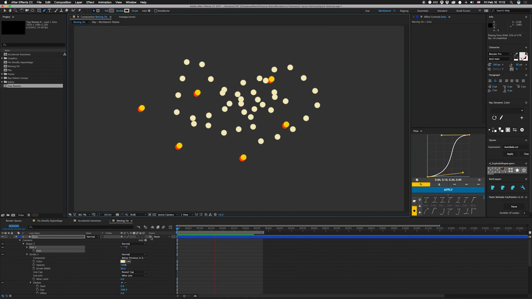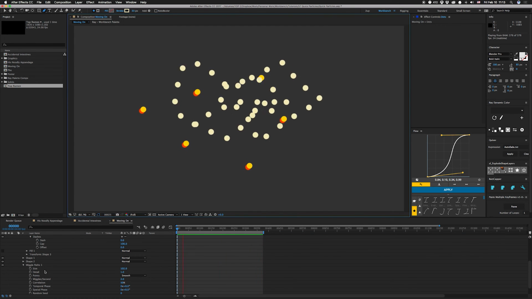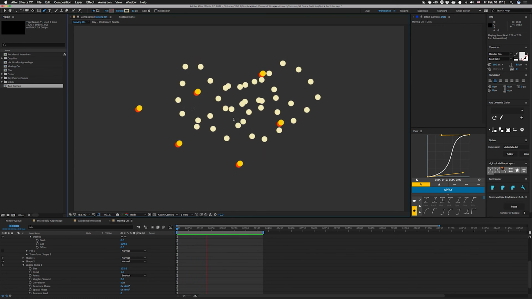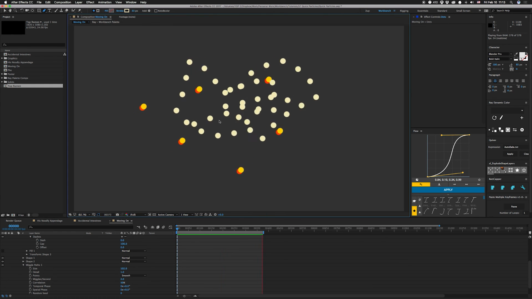Obviously, I'd probably change the movement down a little bit, but keep in mind that the size and detail are based on how many points you have and the distance between them. So as you can see, this is a lot closer together than this probably is, so this moves faster. That's just something to be aware of.